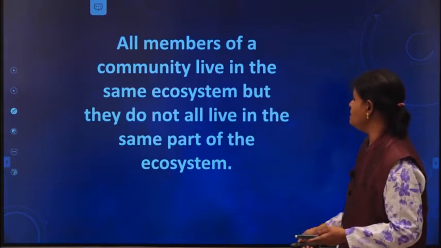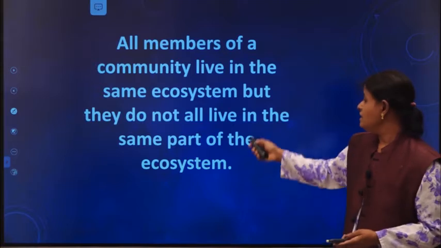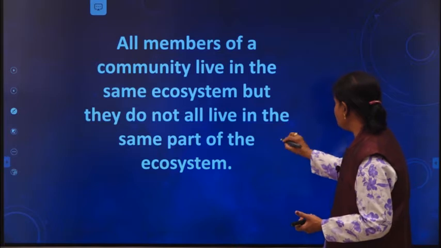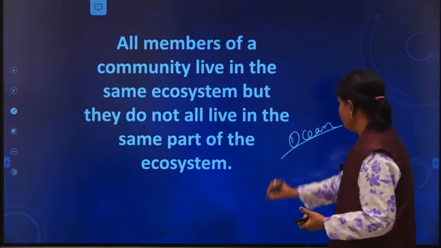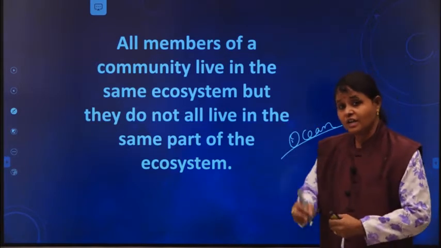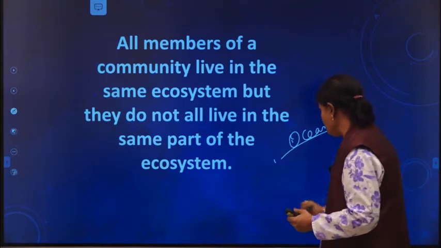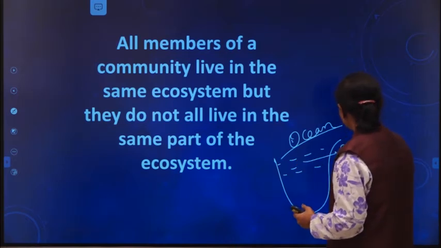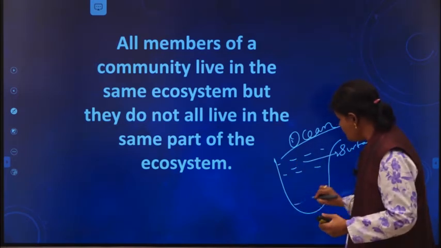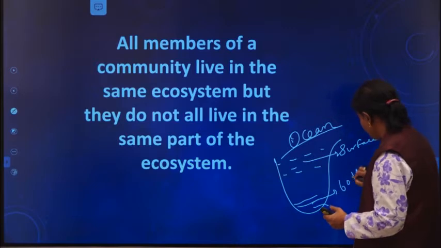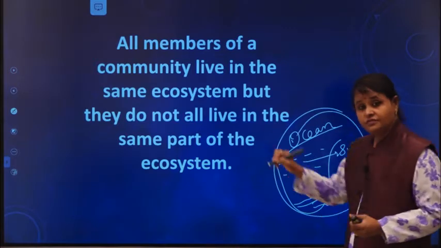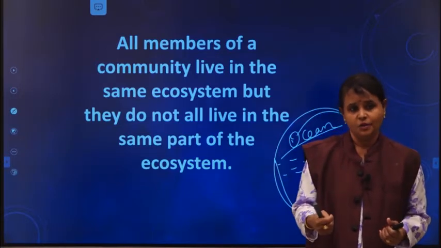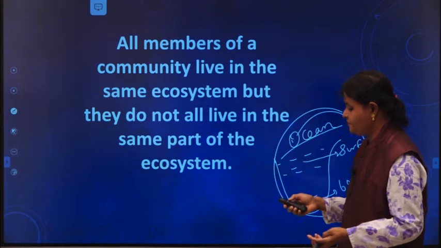All the members of the community live in the same ecosystem, but they do not live in the same part of the ecosystem. What is this? Take an example, ocean. All the organisms are present in the ocean, but not in the same part. Suppose this is the ocean. Some organisms are present on the surface. Some organisms are present at the bottom. They do not live in the same part, but in different parts depending upon the conditions, depending upon the environment they adapt to. So that is the meaning of this.